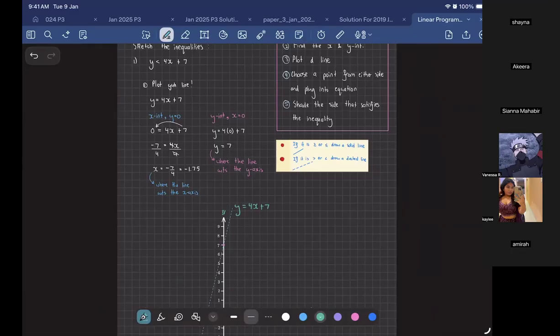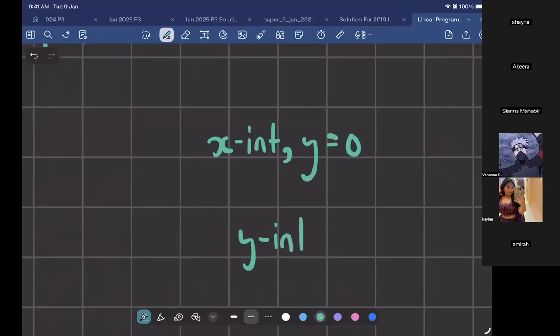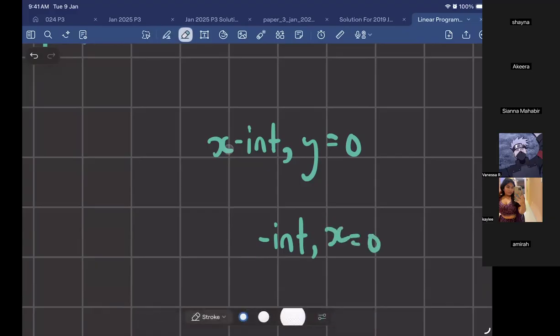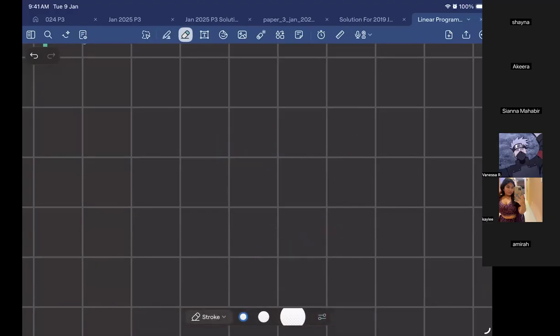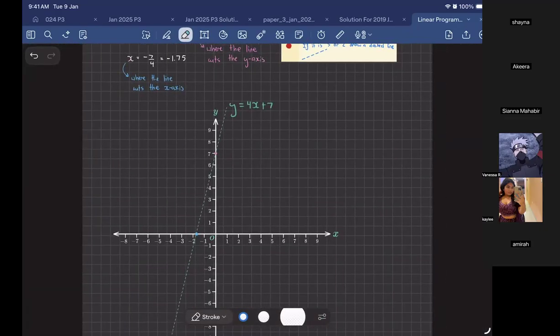Okay, so again, guys, we are finding the x-intercept and the y-intercept. Keely, at the x-intercept, what do we know? That y is equal to 0. Good. Amira, at the y-intercept, what do we know? X is equal to 0. Nice. And once you put on your 2 points, you just draw a line and that's it.